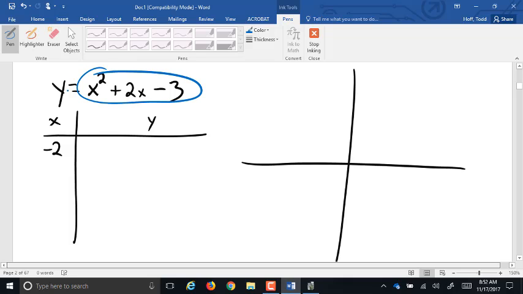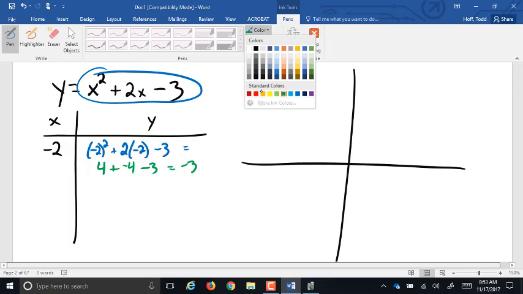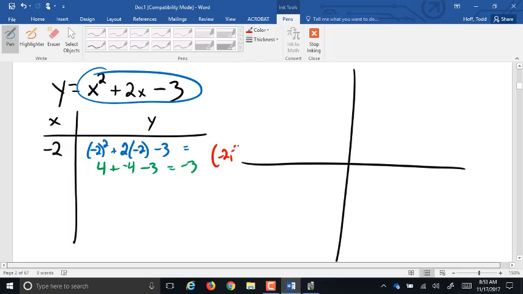So y is x squared plus 2x minus 3. That's negative 2 squared plus 2 times negative 2 minus 3. Be very careful putting these in a calculator. Negative 2 squared is a positive 4. 2 times negative 2 is a negative 4 minus 3. Well, 4 plus negative 4 is 0, minus 3 is negative 3. So that gives us the point negative 2, negative 3. Right there.